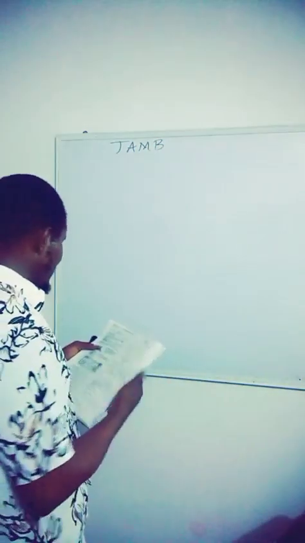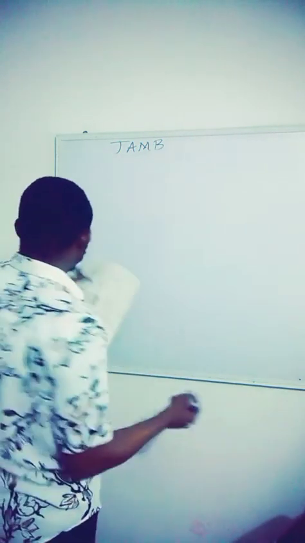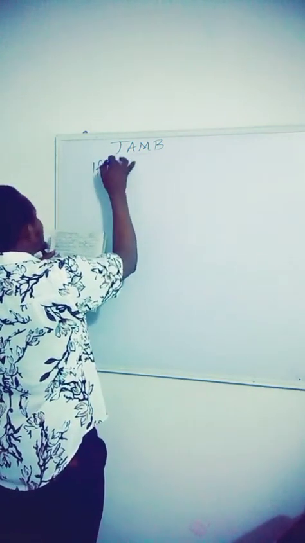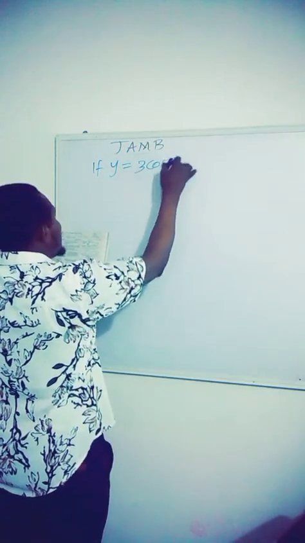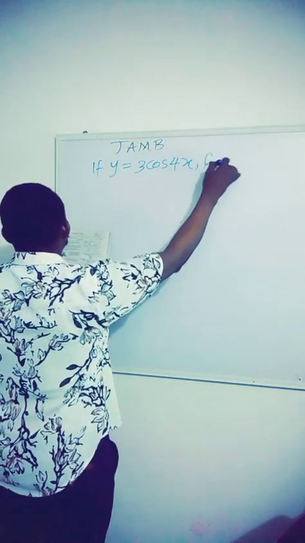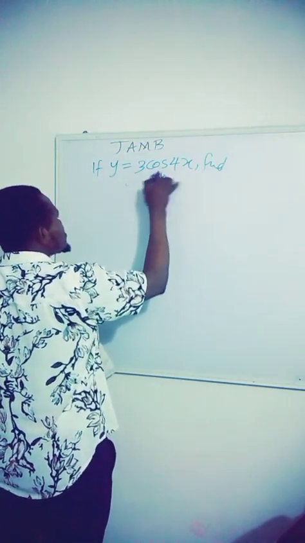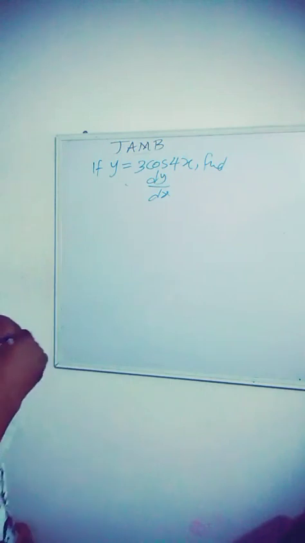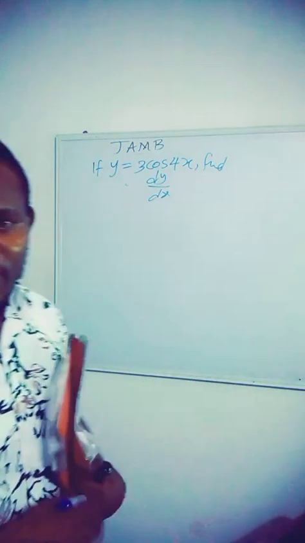What do we have again? So this is straightforward. Somebody should drop the answer in the comment section. If y equals 3 cos 4x, find dy/dx. Drop the answer in the comment section before I treat this question.